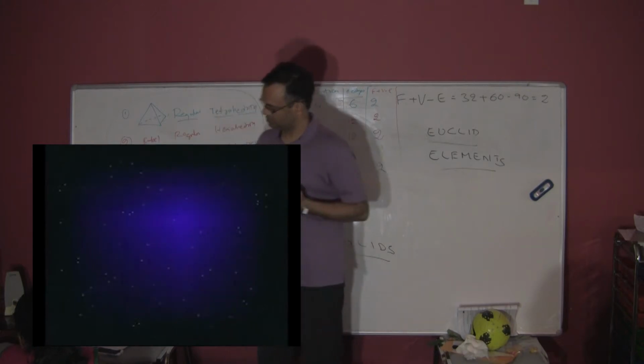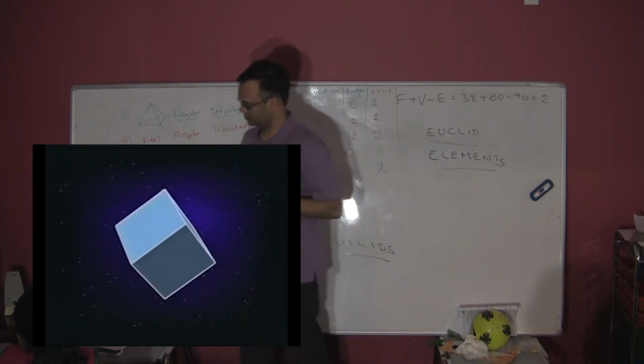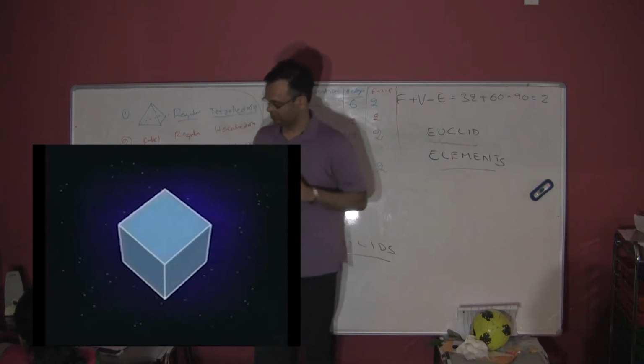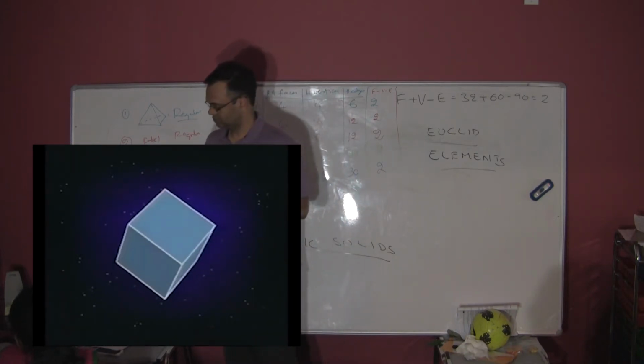The cube is an example of a Platonic solid. All of its faces are congruent squares, and 3 faces meet at each vertex.